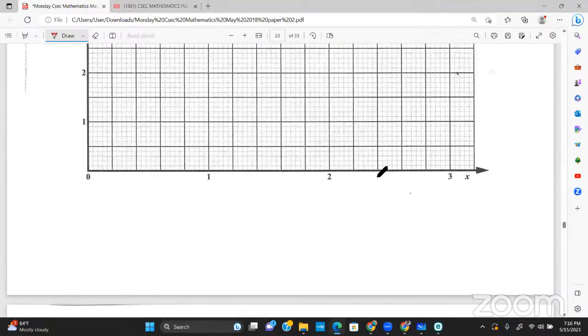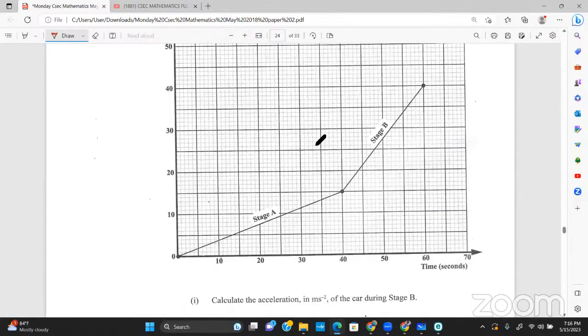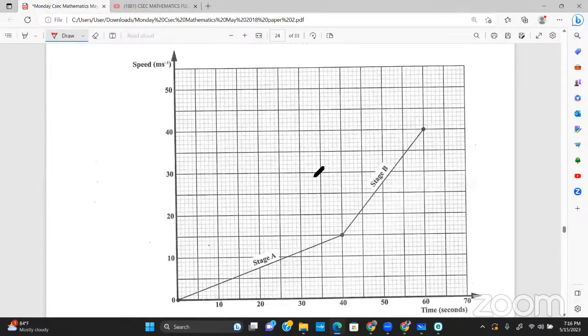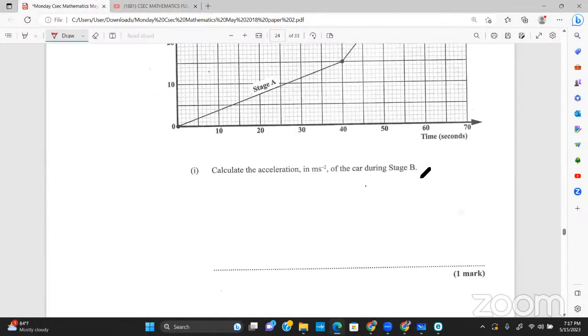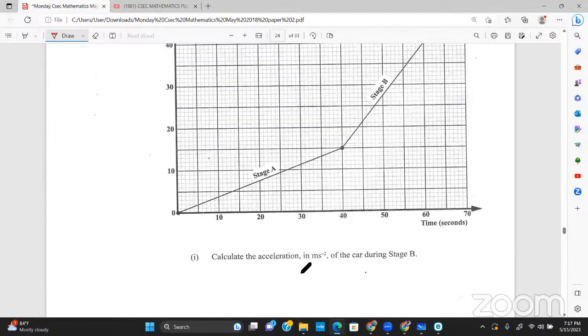That's the graph that we did not use. All right, so we're looking at a speed, velocity, time graph here. Speed against time, here it is. All right, let's see what we get. All right, let's continue. Now, the first question says, calculate the acceleration in meters per second square of the car in stage B.